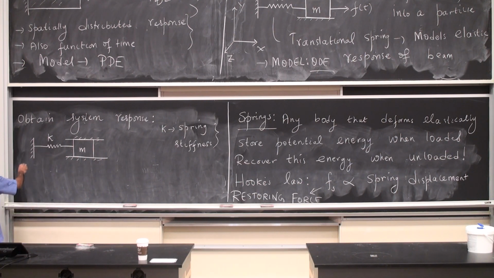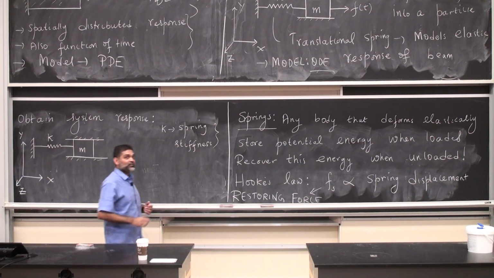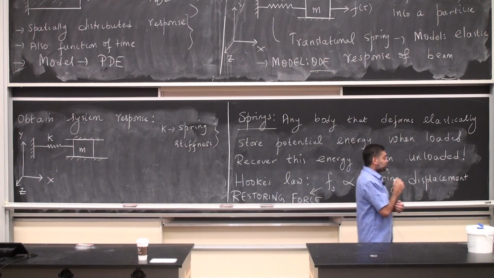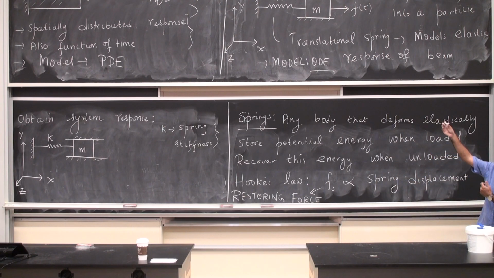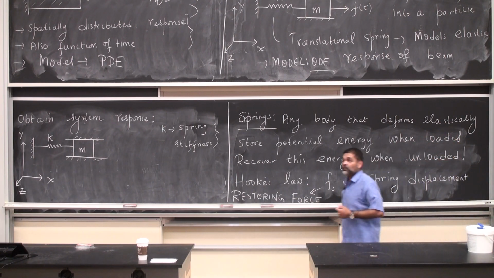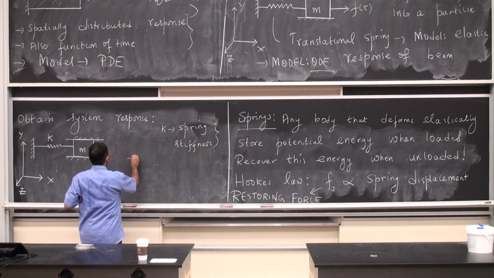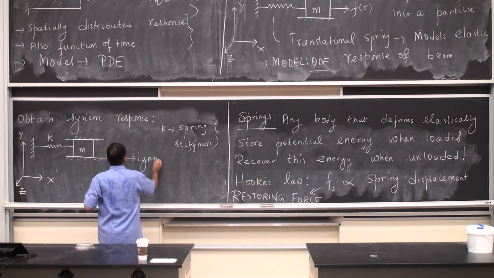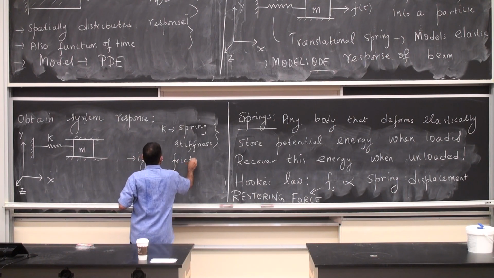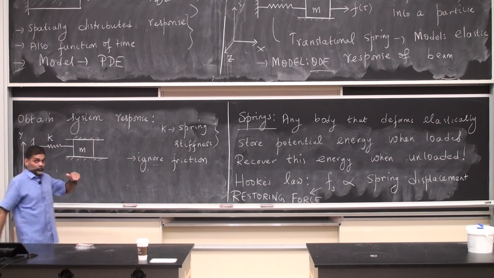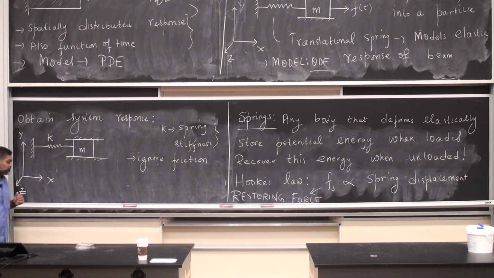So I set up a coordinate system: x-axis, y-axis, z-axis. Then I list the assumptions that are involved in the problem. This is a simple model of that cantilevered beam. I want to obtain the system response. What are my assumptions? I am ignoring friction. We will include friction later. Okay, please don't worry about it.